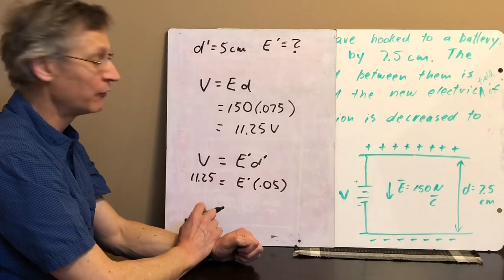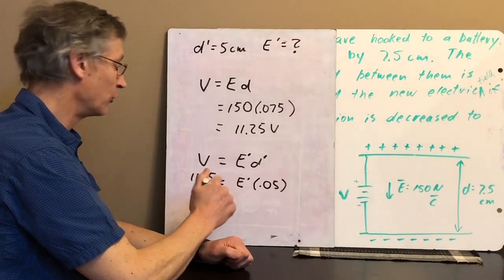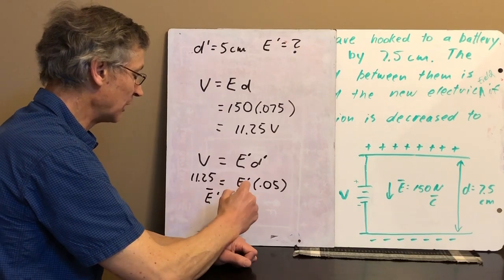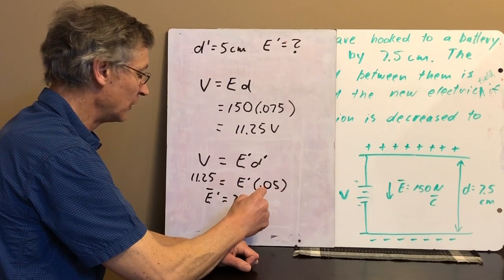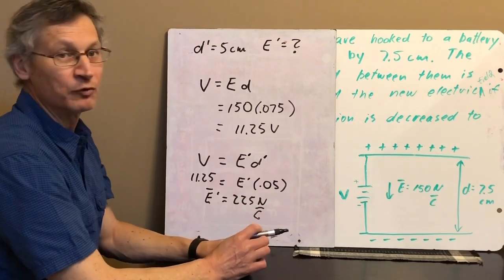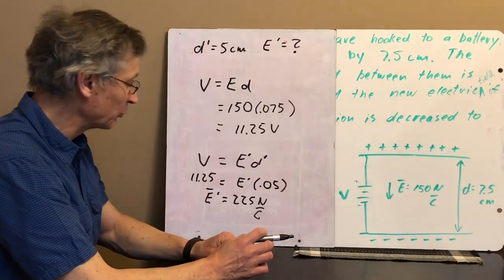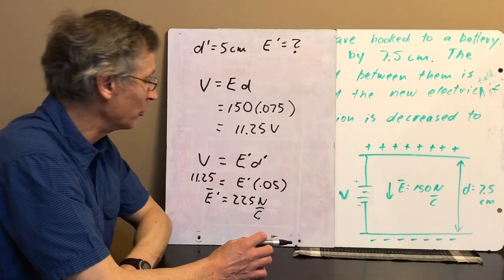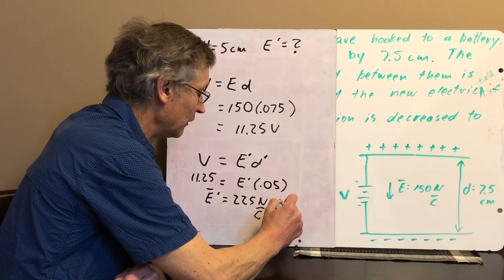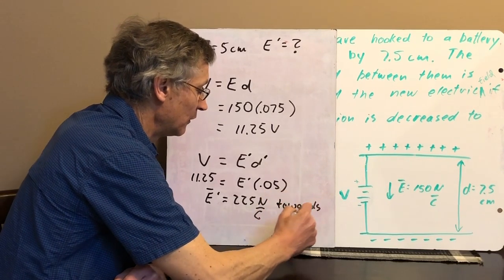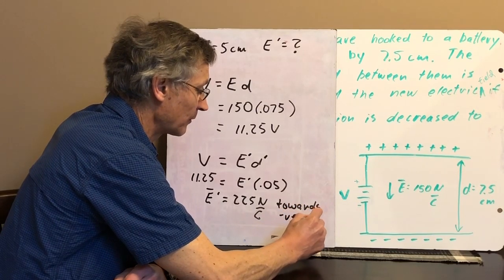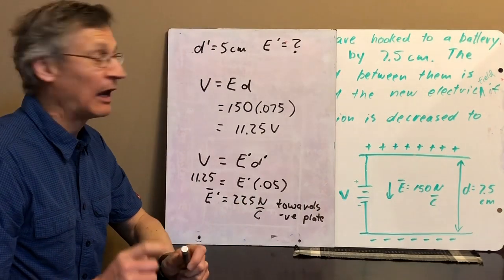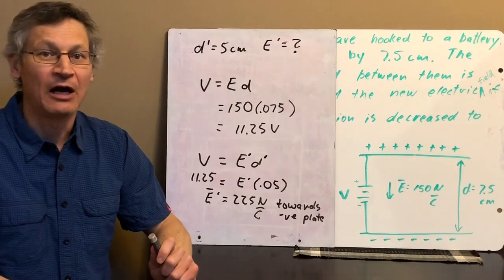And you solve this equation, this goes across the other side, goes downstairs, and you're going to get an electric field, I believe, of 225 newtons per coulomb. And if you want to be really thorough about it, you realize electric field is a vector, and the direction would be towards the negative plate. Done. Let's take a look at just a slightly different way of doing this.